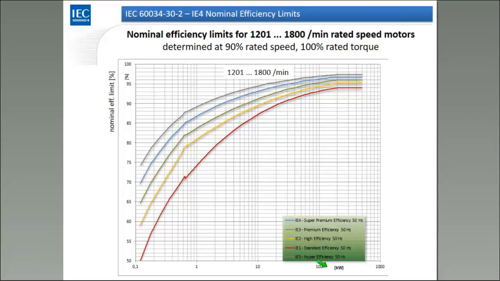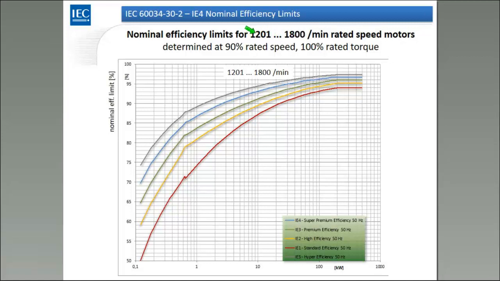Here on the horizontal axis you've got the nominal output power of the motor. Here you've got the typical suspects: the IE1, IE2, IE3, IE4, and IE5 nominal efficiency limits. And this is given for motors that are rated for a speed somewhere between 1200 and 1800 RPM.